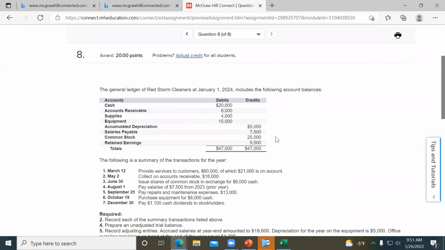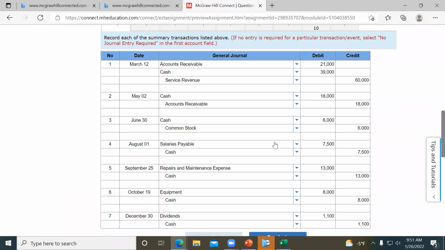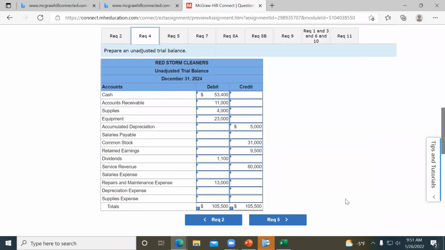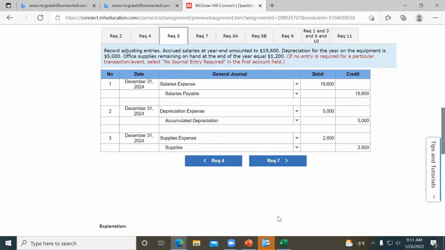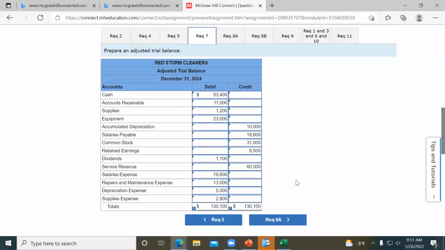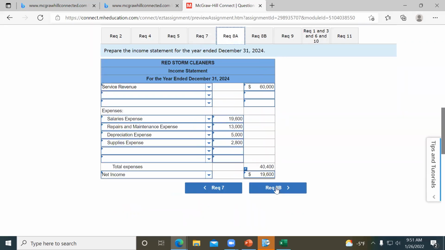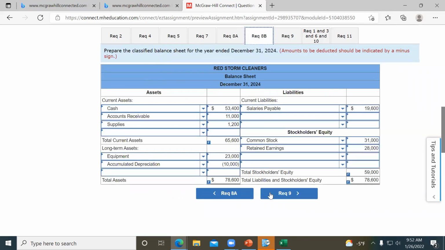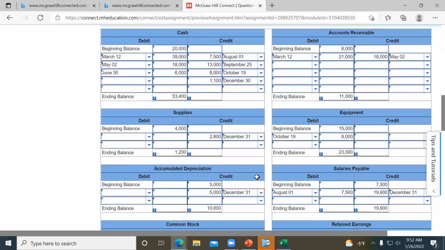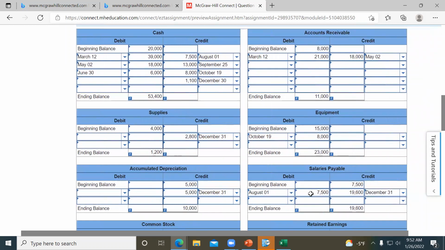Last one. Here are your journal entries. This is the hardest week you got. It only gets better. Next, the unadjusted trial balance. Next, adjustments. Adjusted trial balance. Income statement. Balance sheet. Closing entries. I think some of these will automatically happen for you. I just can't remember which one of these.